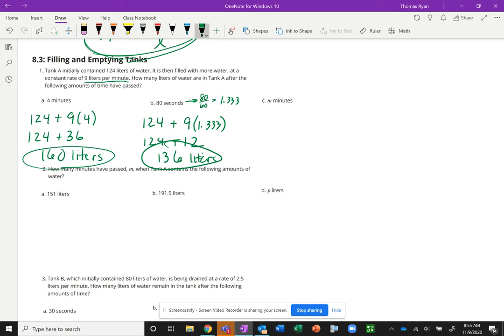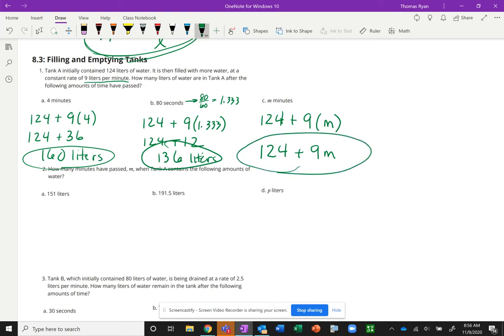Okay, now what if we don't know how many minutes? What if the hose is just running and we're not really sure? Well, that's okay. We know we started with 124, and we know that we're adding 9 liters for every minute that we're repeating. And look, all we did was just create an expression: 124 plus 9 times m liters. So when we have a variable, we just end up with an expression.